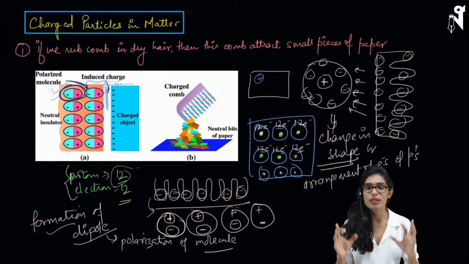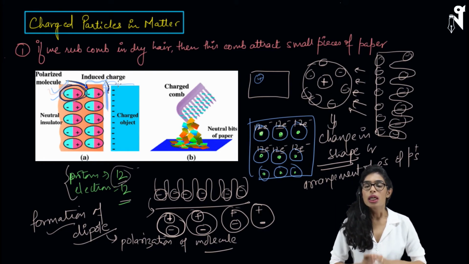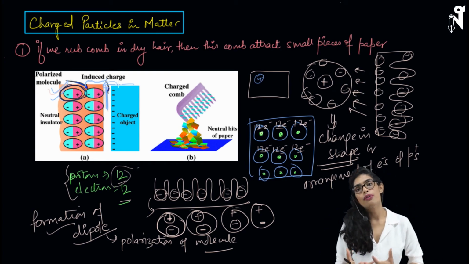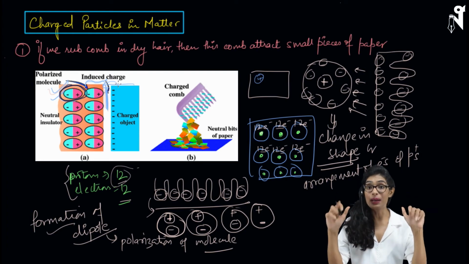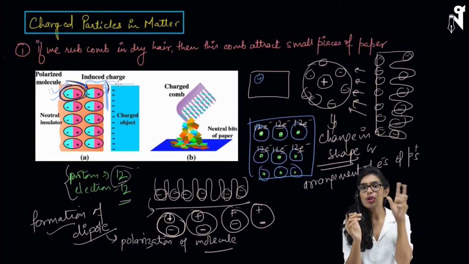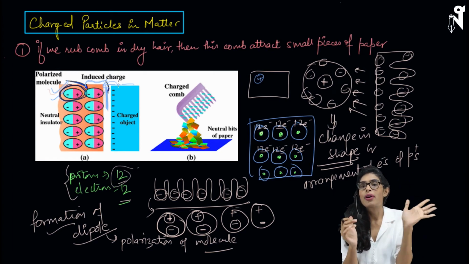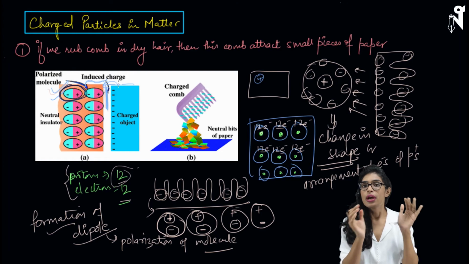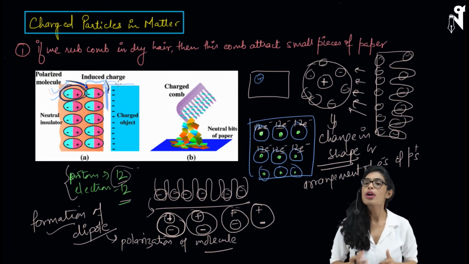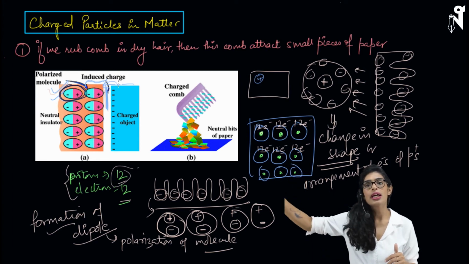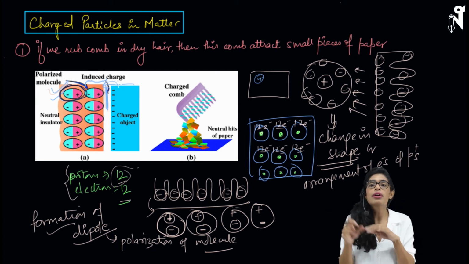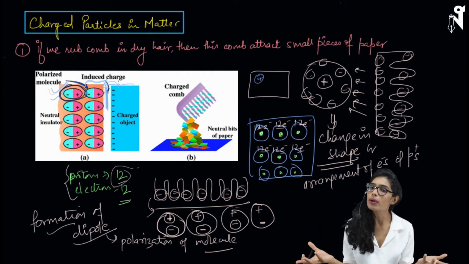Are you getting my point, what I'm trying to explain over here? See, it is not a permanent change on the molecules of the paper. It is just for that moment when the negatively charged comb came closer, the negative charges of the atoms and molecules of paper ran away to avoid the repulsion, whereas positive charge came closer to the comb so that they can have that attraction. The moment you take that comb away from the pieces of paper, they will rearrange themselves in the same manner as they were earlier.